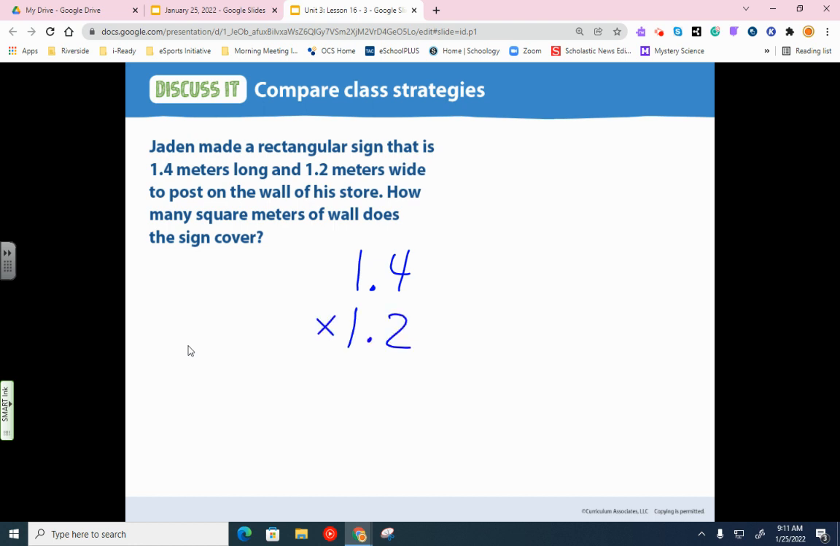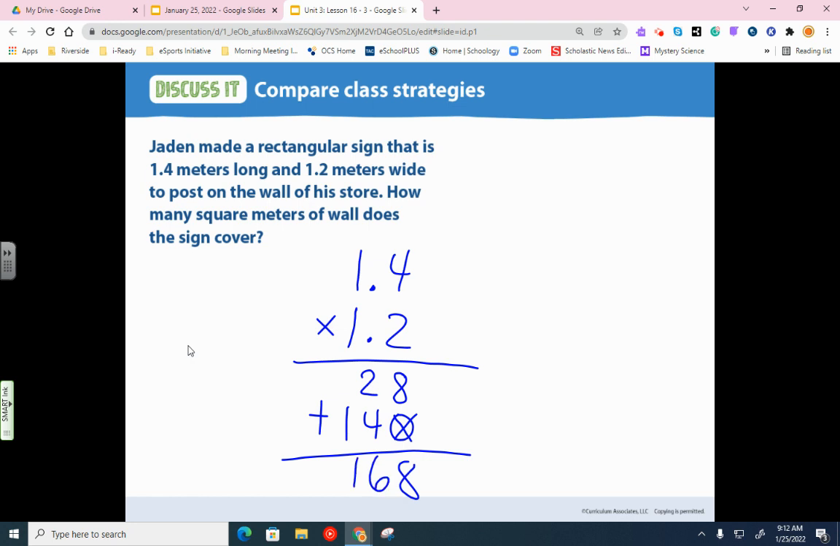Now both of these factors, both of these numbers we're multiplying, are greater than 1. So our answer is going to be bigger than what we started with. So let's start with regular multiplication. 2 times 4 is 8. 2 times 1 is 2. Put our placeholder. 1 times 4 is 4. 1 times 1 is 1. Let me add all these up.